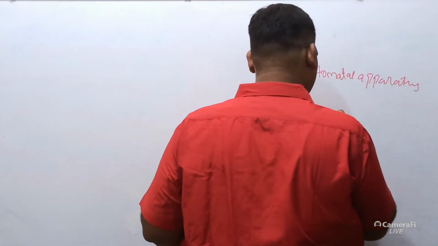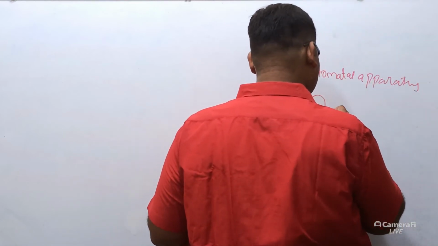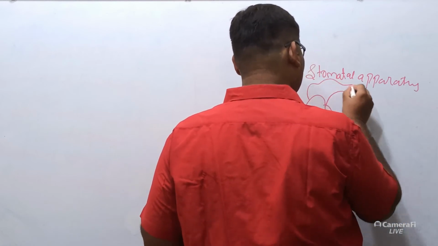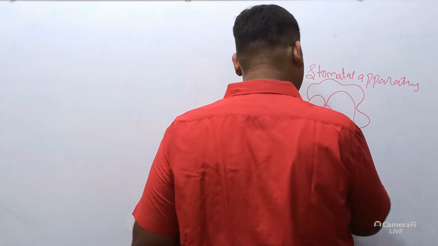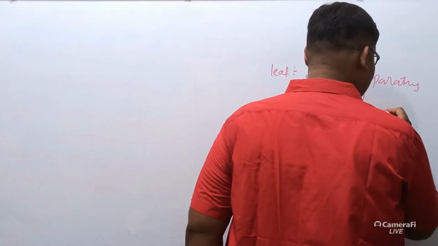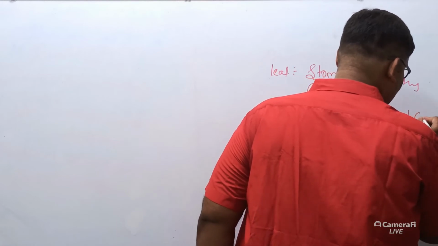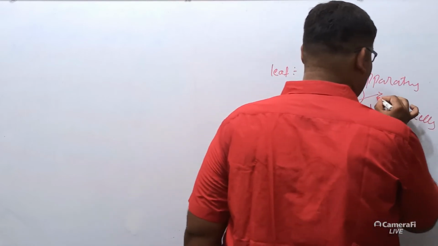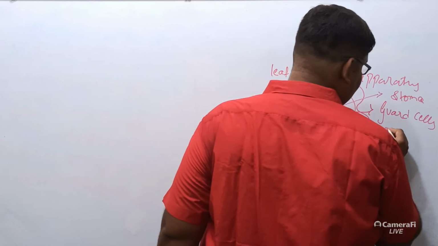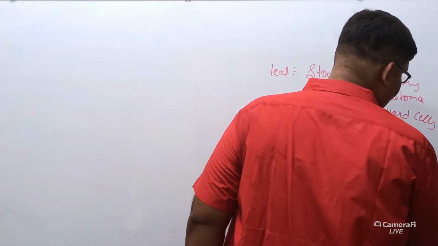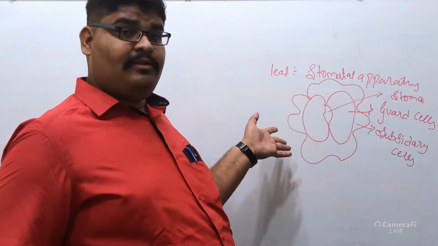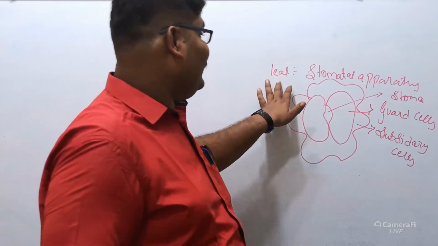They are having two kidney shaped structures, and those two kidney shaped structures are surrounded with subsidiary cells. The kidney shaped or bean shaped cells are called guard cells. Between the guard cells we have an opening called a stoma. Then surrounding we have different cells called subsidiary cells. These help in the exchange of gases in the leaf.